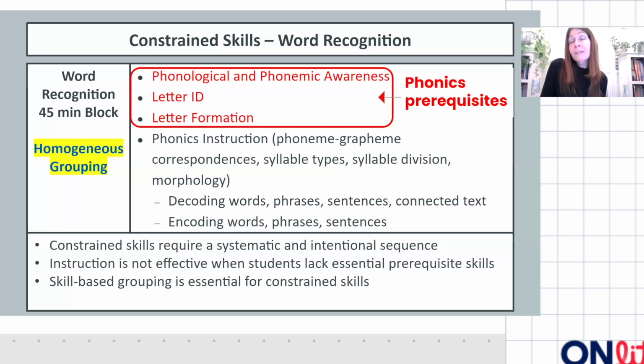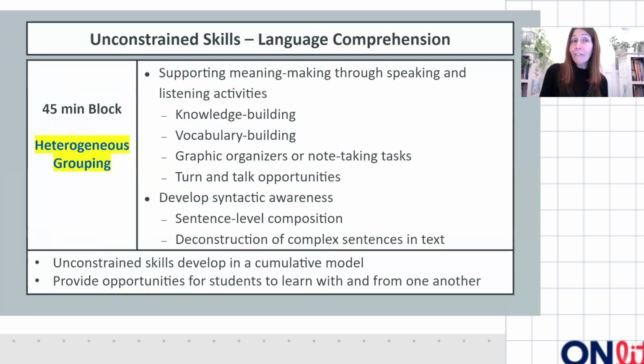And again, those groupings may not be super fluid because of the systematic order in which those skills are developed. It's very rare that a student would acquire enough skills quickly to go, well, I'm going to move on to Mrs. Jones' room. That may need to be a little bit more structured. However, unconstrained skills, which do not have to develop in the same linear way, work out really well in a heterogeneous grouping, where the skill set is very dynamic.